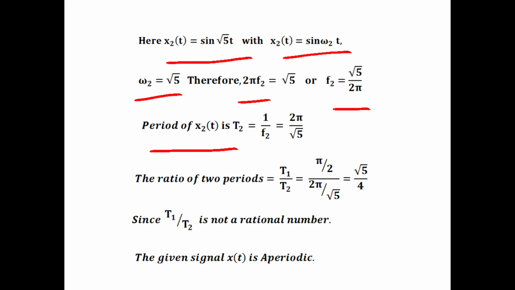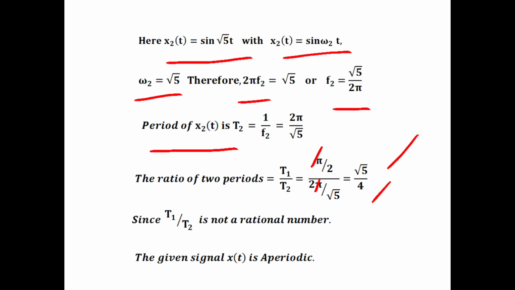Fundamental frequency. T2 is equal to 1 by f2, or directly you can write 2 pi by omega. In place of omega you can write root 5. Directly you will get 2 pi divided by root 5. So, the ratio of the two periods, T1 by T2, is equal to pi by 2 divided by 2 pi by root 5. So, you can cancel pi, but you cannot cancel 2. Root 5 will go in the numerator and 2 into 2 will get 4. So, in the numerator you have root 5 and in the denominator you have 4.